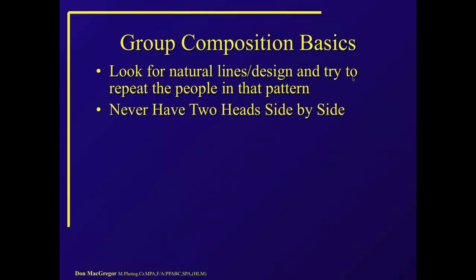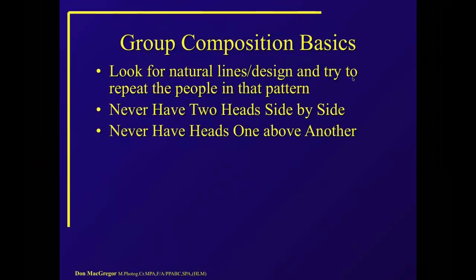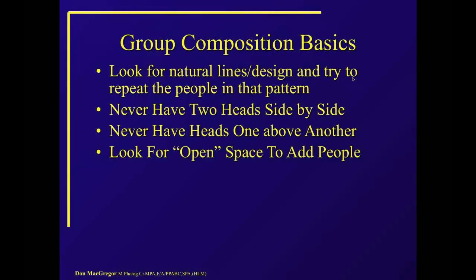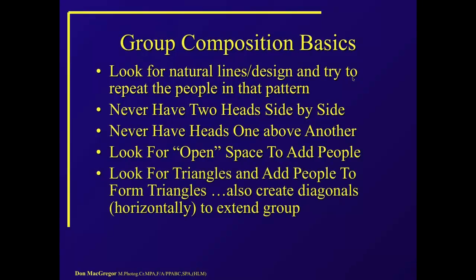Never have two heads side by side unless there's a head above or below to create a triangle. Never have two heads one above the other unless you have one to either side of it to create a horizontal triangle. Look for open space to add people. If you've got a person number 1 and then person number 2 right beside them 1 foot apart, and then you have a big gap to person number 3, not good. That looks dysfunctional. The person doesn't belong. You need to add another person in between, so there's equal distance between each of the people in the photograph. Look for triangles and add people to form triangles.